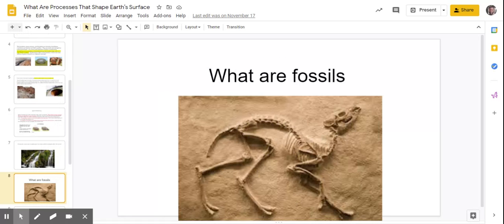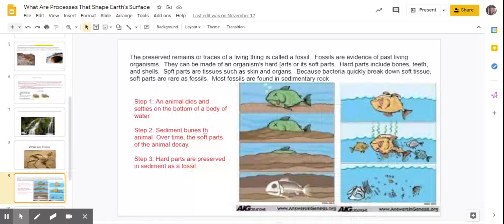Now let's talk about what fossils are. The remains or traces of living things is called a fossil. So here's the steps of how fossils are formed. Step one, an animal dies and settles on the bottom of the body of water. Step two, sediment buries the animal over time. The soft parts in the animal decay or rot. And then step three, hard parts are preserved in sediment as fossils. So eventually you have a fossil there.